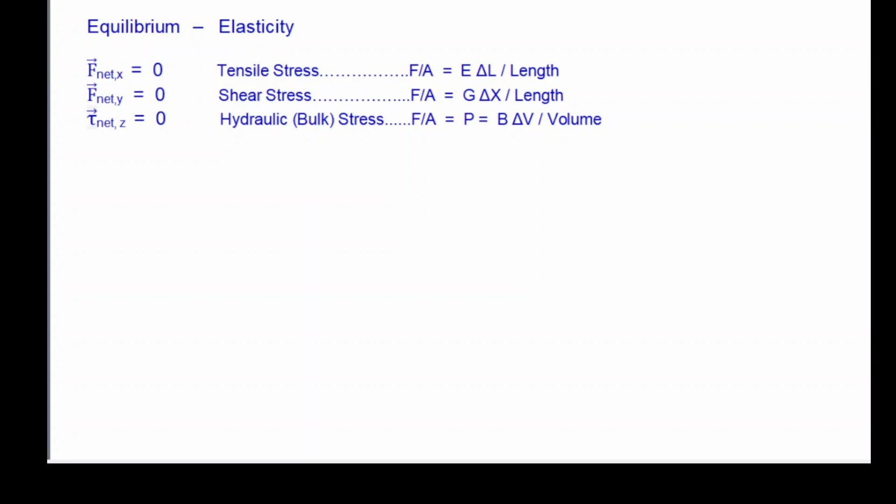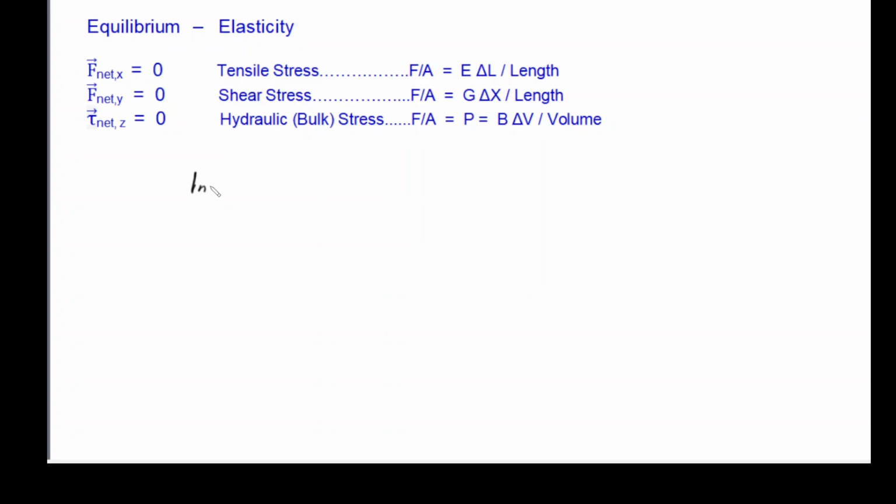Previously, we've looked at how bodies move when forces are applied to them. In this video, I'd like to look at bodies that remain stable when forces or torques are applied. This is called equilibrium. For an object to be in equilibrium, two things are required.